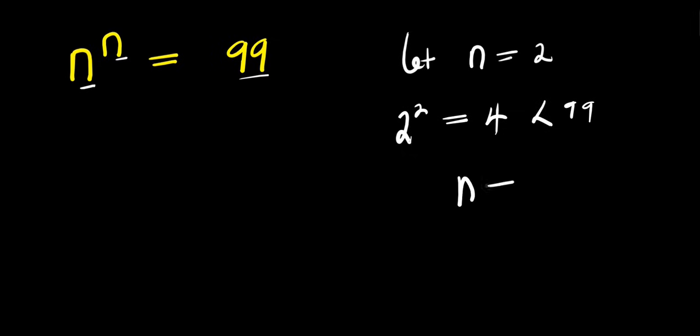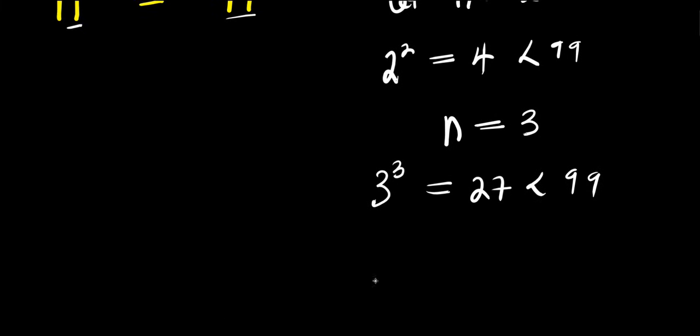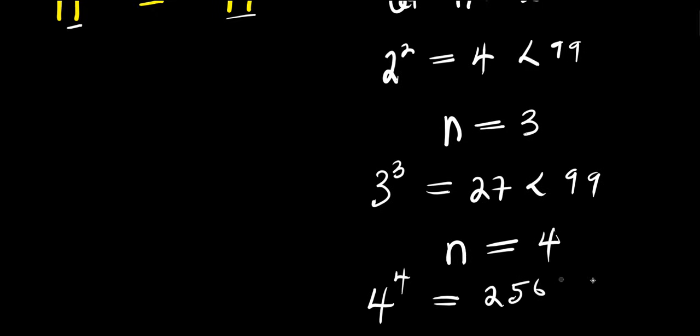If n equals 3, we have 3 to the power of 3, this is 27, which is also less than 99, which is the required value. And if your n equals 4, you are going to have 4 to the power of 4, and this will give you 256, which is obviously greater than the required value of 99.